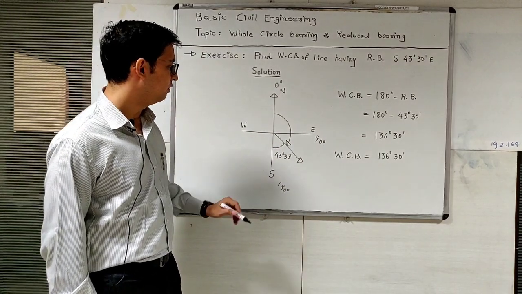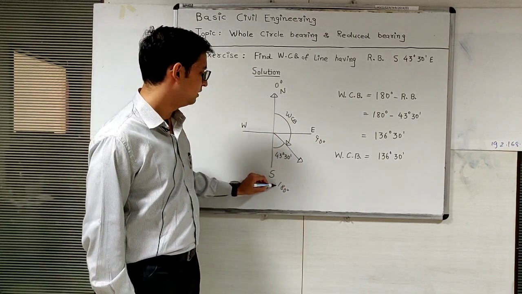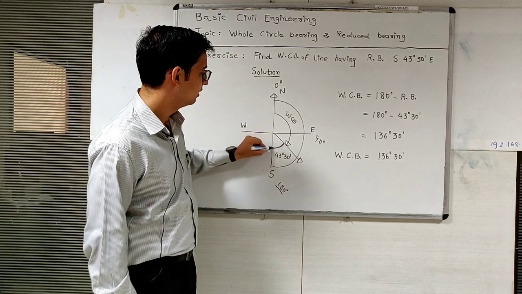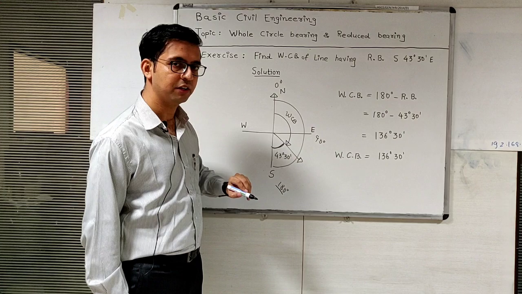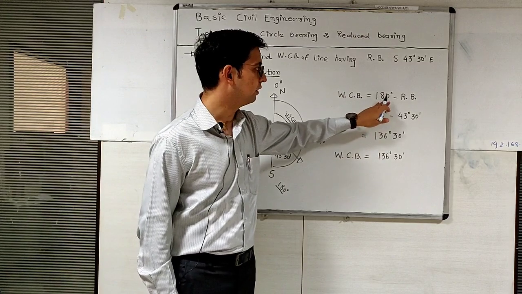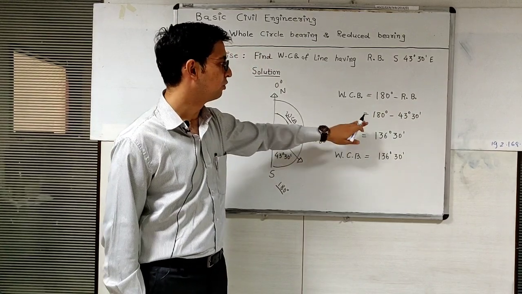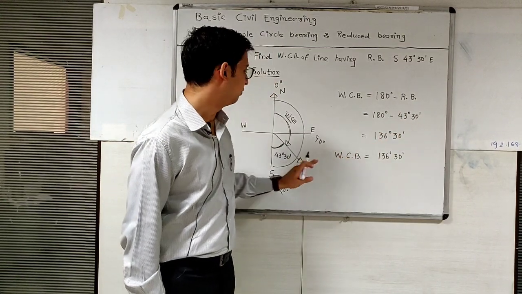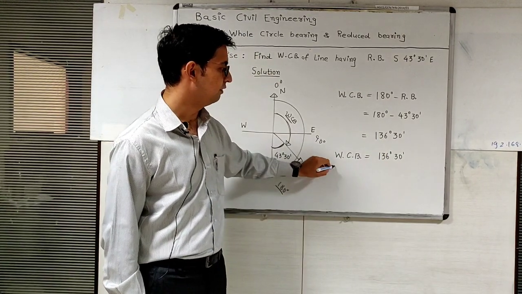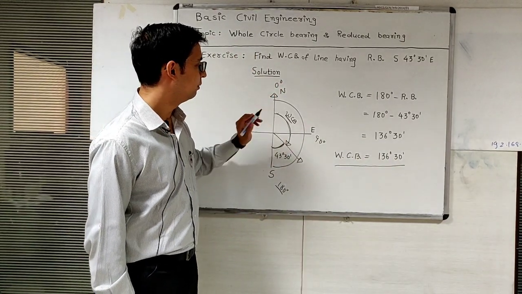So to calculate the whole circle bearing, which is equal to the total 180 degree minus the reduced bearing of the given survey line, you will get this whole circle bearing. So the rule for converting is 180 degree minus reduced bearing. So 180 degree minus reduced bearing 43 degree 30 minutes, you will get 136 degree 30 minutes. So here we can say the whole circle bearing of that line is 136 degree 30 minutes.